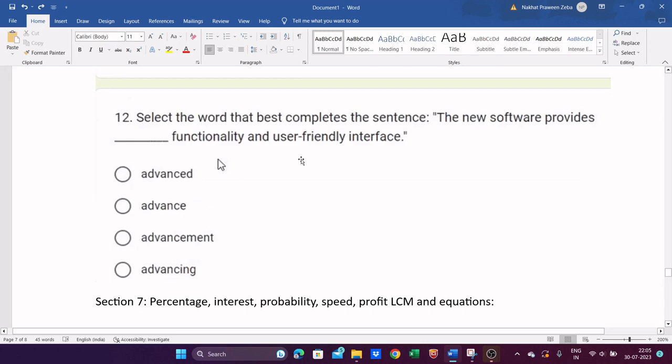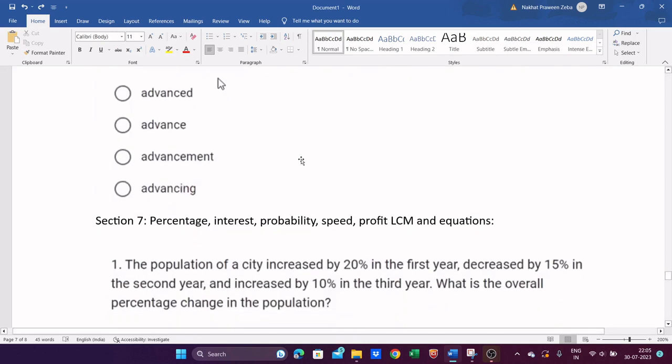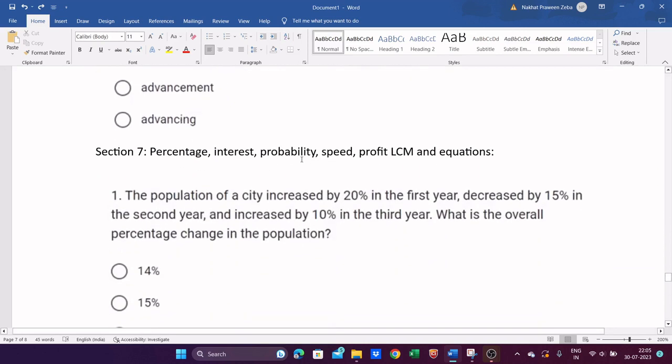Now till this point in this video we have discussed two sections: section 3, critical thinking, and then section 4, verbal ability. Section 5 we have already discussed in my previous video. So now section 7: percentage, interest, probability, speed, profit, LCM and equation.